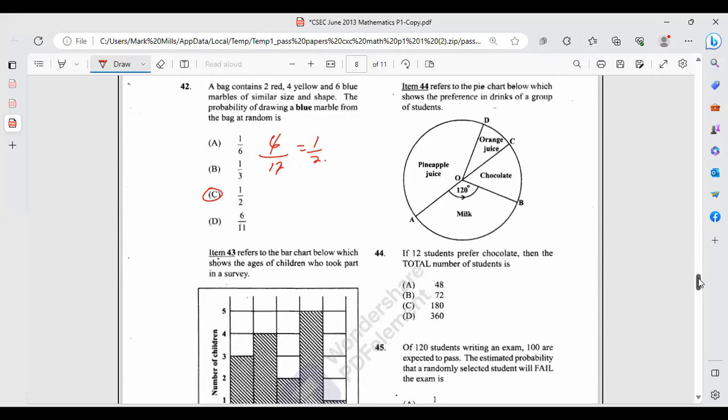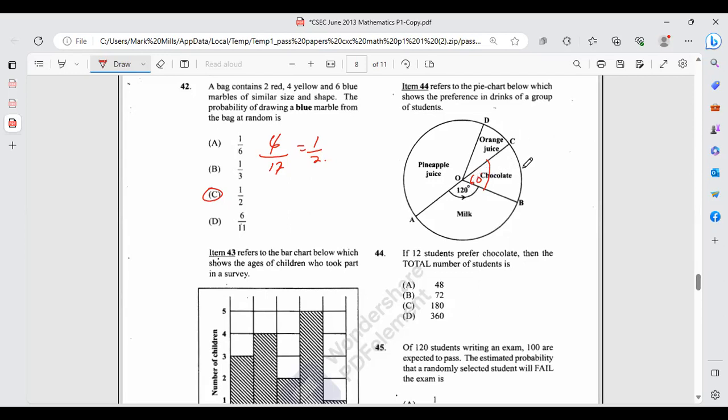If those students prefer chocolate, then the total number of students here. Now, let me ask a question. If milk is 120 degrees, what will be chocolate? How many degrees do you get for chocolate? 180 minus 120, that will be 60. Because angles on a straight line add up to what? 180. Angles on a straight line add up to 180.